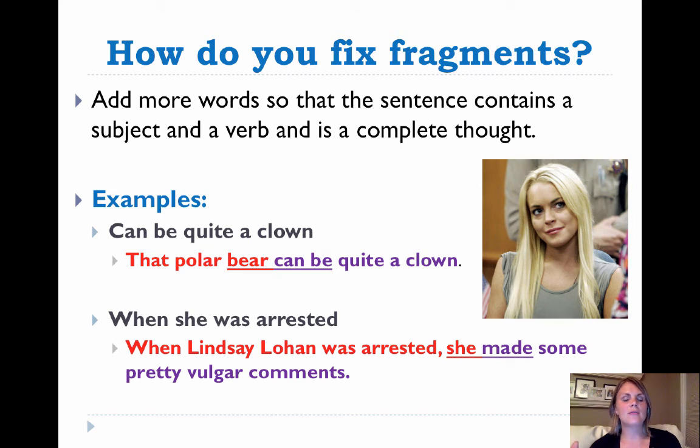"Can be quite a clown." You can make it complete by adding "that polar bear can be quite a clown." Now you have a subject and a verb. Subject in red and verb in purple. "When she was arrested," you can change that to "When Lindsay Lohan was arrested, she made some pretty vulgar comments." And so again, you have a complete subject in red and you have a complete predicate or verb in purple.